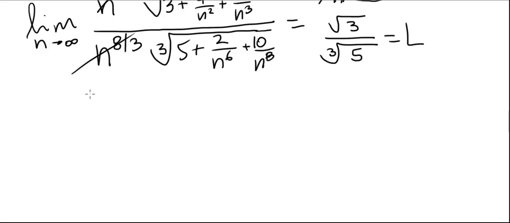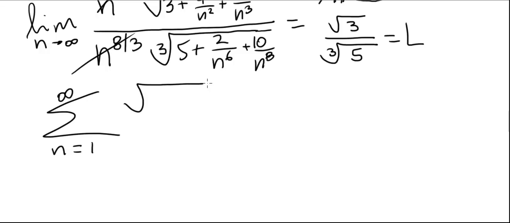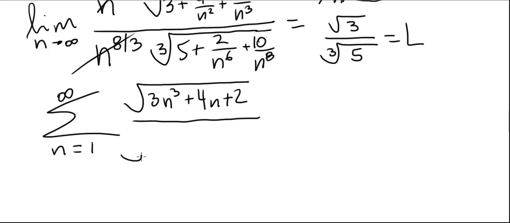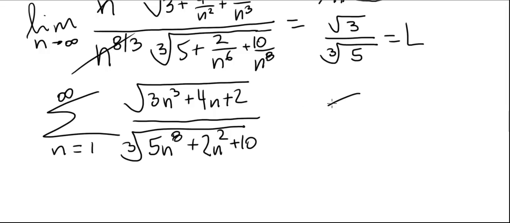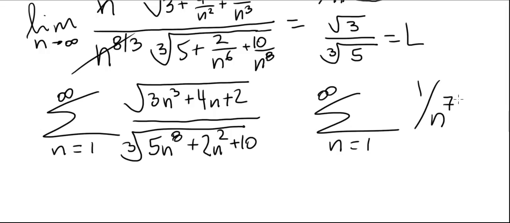So let's rewrite the two series. We go back to the original form of the series. It was the series square root of 3n cubed plus 4n plus 2 divided by the cube root of 5n to the 8th plus 2n squared plus 10, and then the series summation n equals 1 to infinity of 1 divided by n to the 7/6 power.